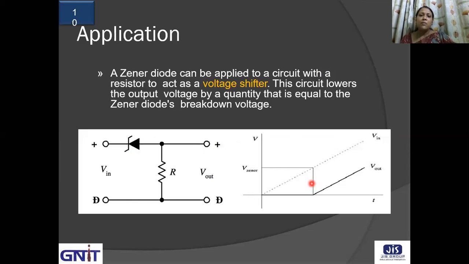A Zener diode can be applied to a circuit with a resistor to act as a voltage shifter. Actually, it also acts as a voltage shifter because the voltage that has been developed across it gets added, and the resultant voltage is Vin plus Vz. So that's why it is acting as a voltage shifter.